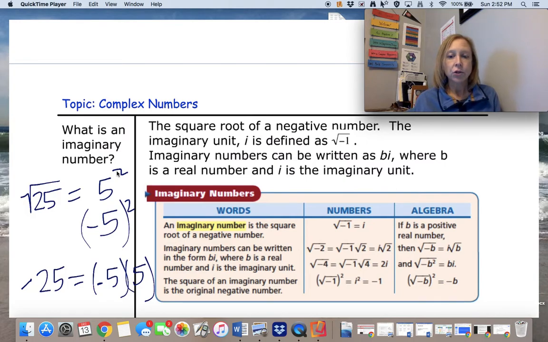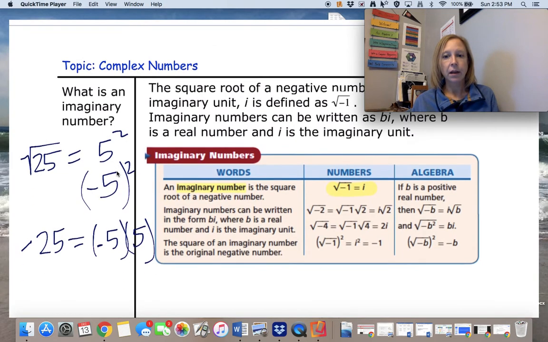So what we can do is we can factor out what we call i, our imaginary unit. Okay, so let's look at this chart. So i is what we call the square root of -1. It is an imaginary number. The imaginary unit can be written as a product of two numbers, or we'll see in a little bit, it can also be added to a real number to create a complex number.